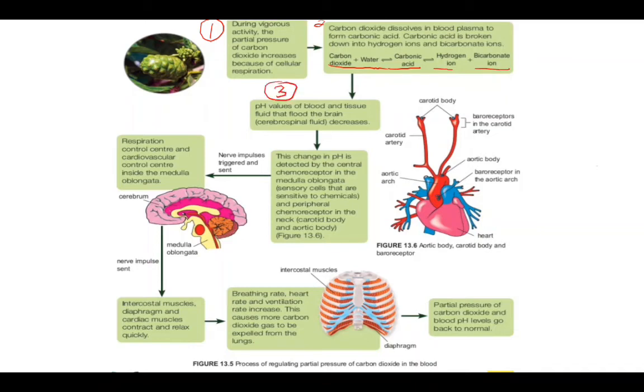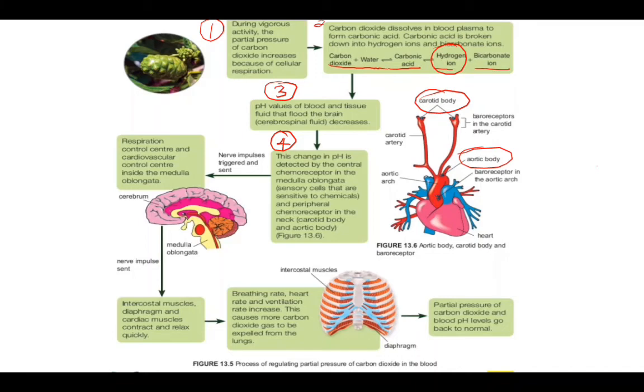Number 3, the pH values of blood and tissue fluid that flood the brain decreases. Okay, maksudnya semakin acidic, the pH value decreases. Kenapa? Because the concentrations of hydrogen ion increase. Betul? Okay. So the change in pH, number 4, detected by the central chemoreceptor in the medulla oblongata. Okay, sensory cells that are sensitive to chemicals, and also peripheral chemoreceptor in the neck. Okay, yaitu carotid body and aortic body. Sini carotid body dengan aortic body.